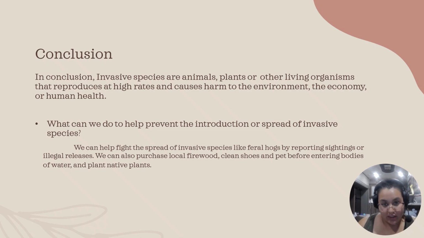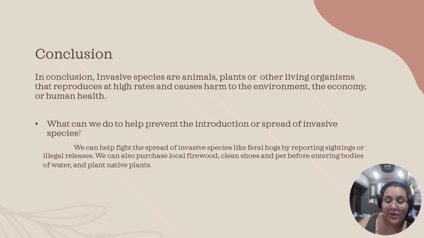In conclusion, invasive species are animals, plants, or other living organisms that reproduce at high rates and cause harm to our environment, the economy, or human health. So what can we do to prevent the introduction or spread of invasive species? We can help fight invasive species like feral hogs by reporting sightings or illegal releases.